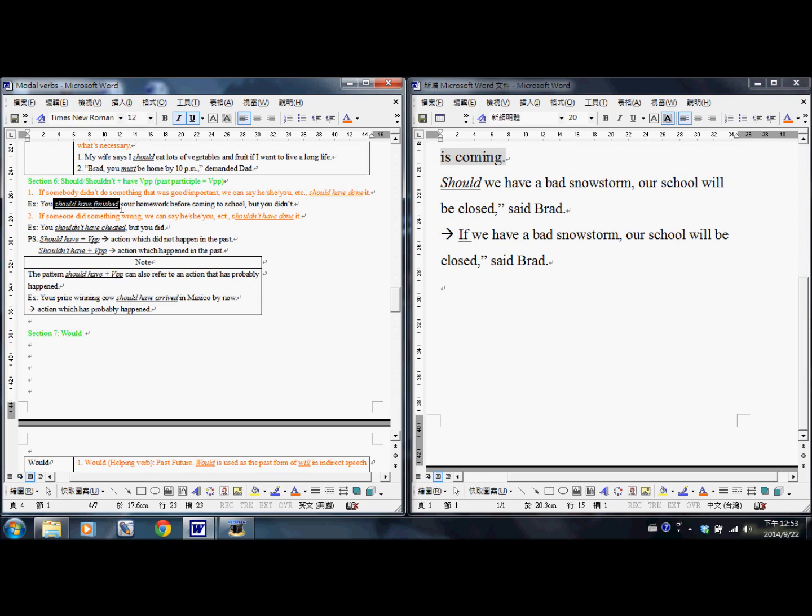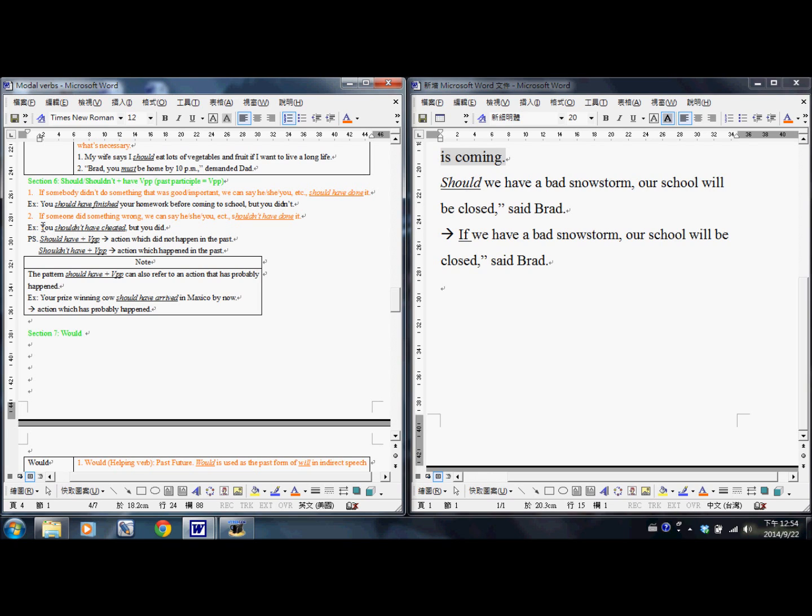Say should have with verb pp. For example, you should have studied harder for your test, but you didn't. That's why you failed. So we can use should have with verb PP to talk about that. Let's look at example situation number 2. If someone did something wrong, which is not good in the past, we could say that he, she, or you, etc. shouldn't have done it.